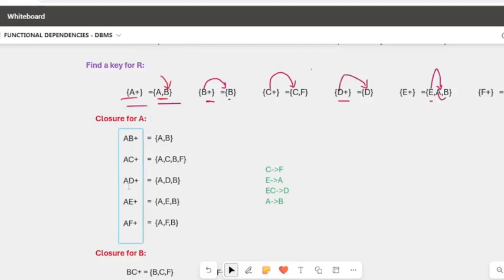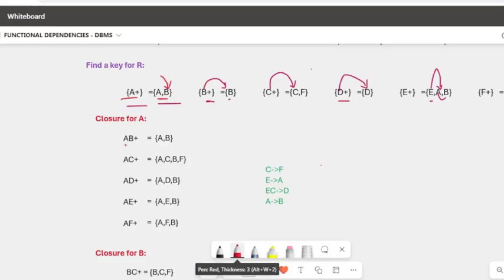So AB, AC, AD, AE, AF, like that we find the closure for each and every term. For any closure, the particular term must be available on the right hand side, so AB is compulsory. If AB derives anything, nothing, so one and only AB. Next we check AC. AC is compulsory on the right hand side, and we check whether AC derives anything: C derives F and A derives B, so F and B. Does ACBF derive anything? No, nothing, so one and only ACBF.